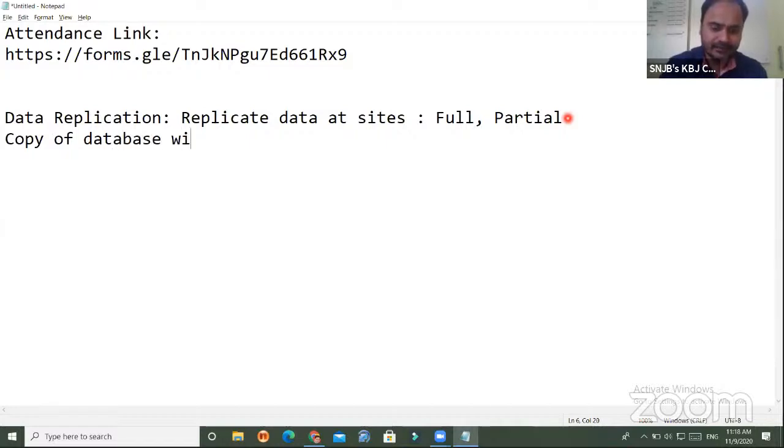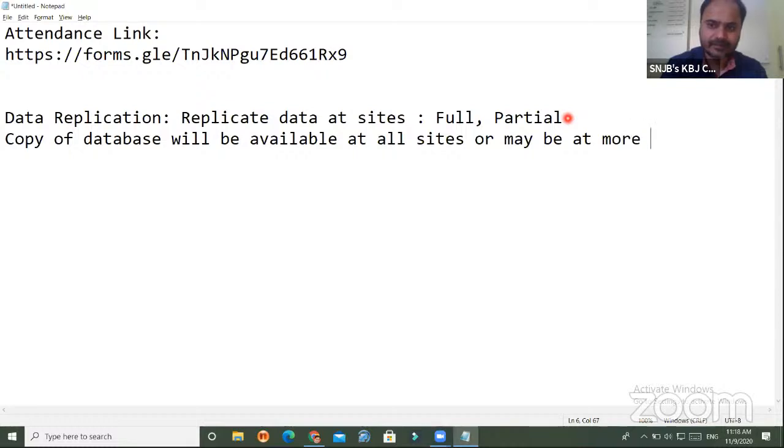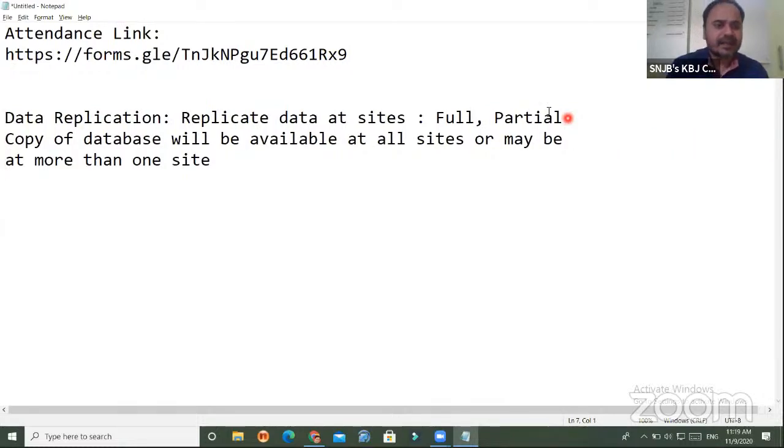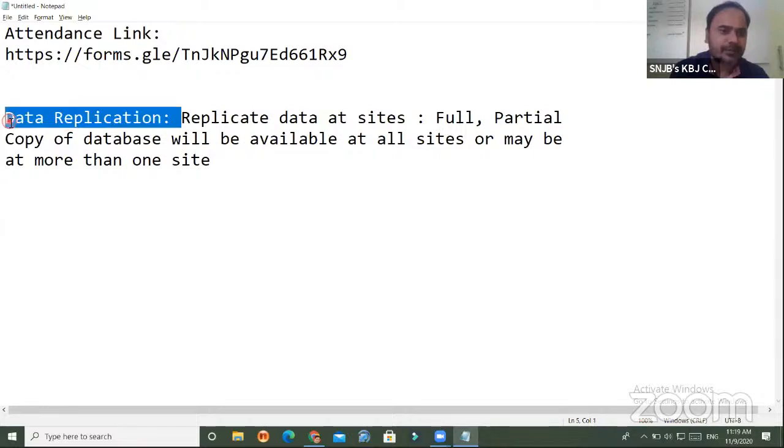database will be available at all sites in case of full replication, or maybe at more than one site. So friends, you should understand by this that replication says that we have to replicate that particular copy. Means iska backup copy jo bhi hai wo available hoga.